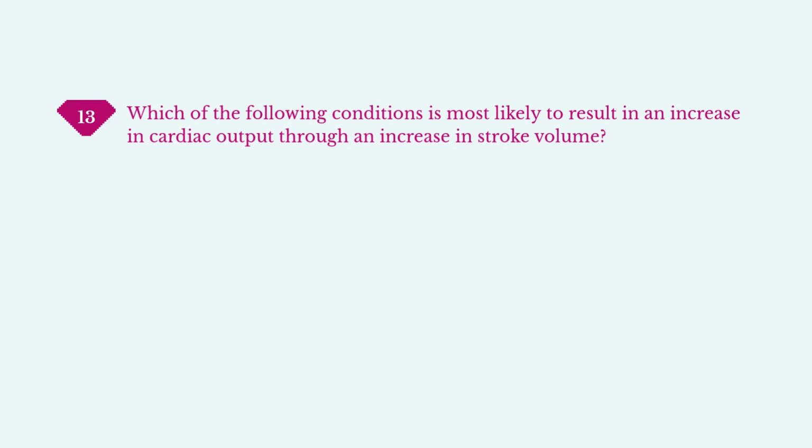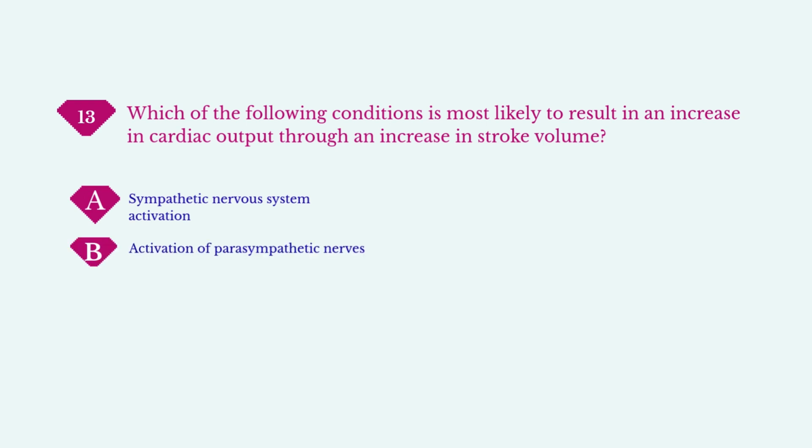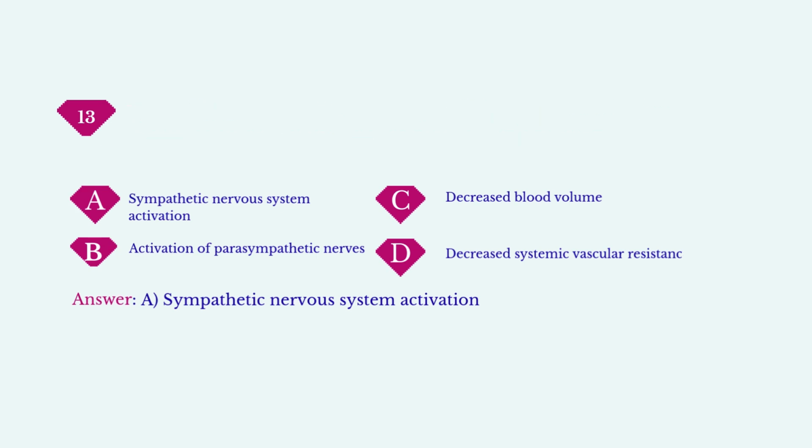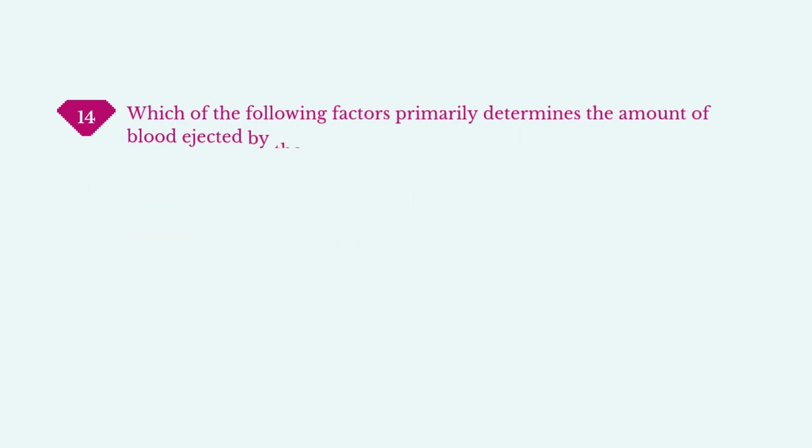Which of the following conditions is most likely to result in an increase in cardiac output through an increase in stroke volume? A. Sympathetic nervous system activation. B. Activation of parasympathetic nerves. C. Decreased blood volume. D. Decreased systemic vascular resistance. Answer: A. Sympathetic nervous system activation.